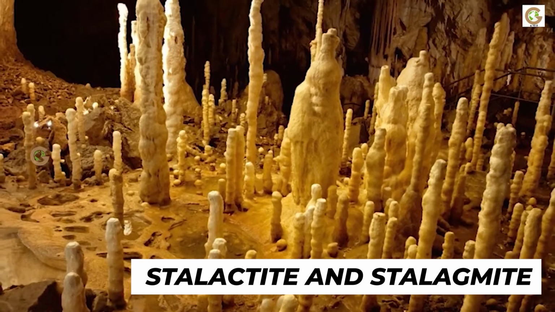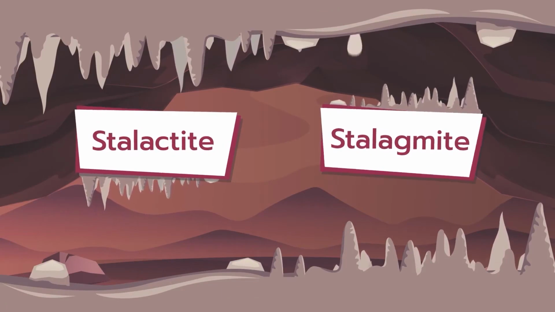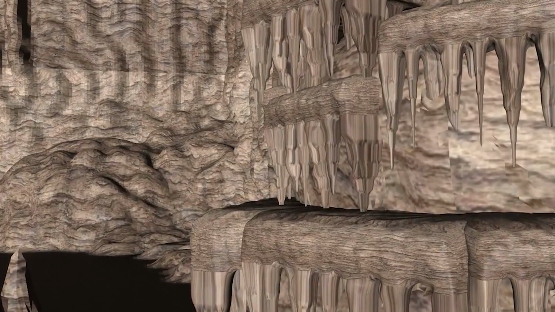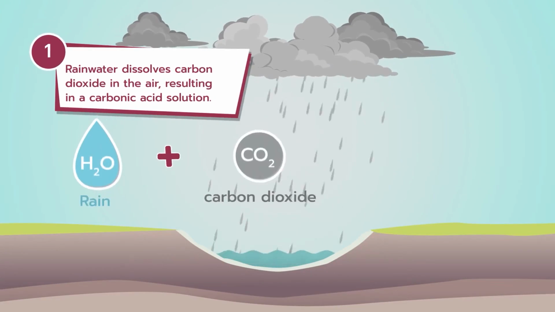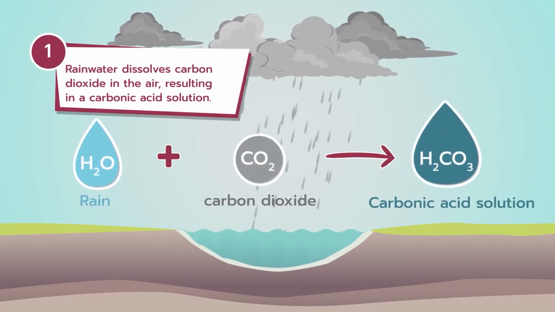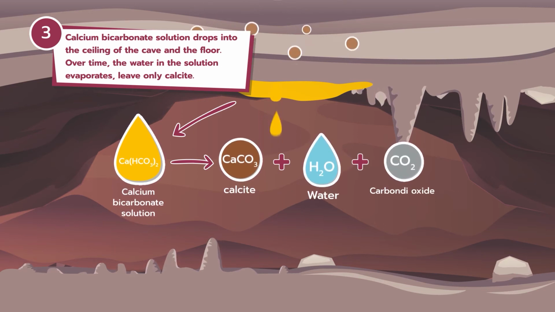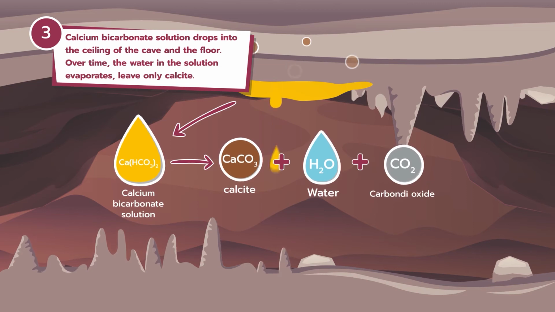Stalactites and stalagmites. Stalactites and stalagmites are among the most common cave formations and are created through the process of deposition. Stalactites are formed from mineral-rich water dripping from the cave ceiling, while stalagmites are formed from the buildup of mineral deposits on the cave's floor.